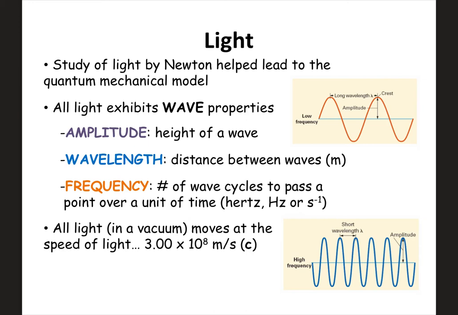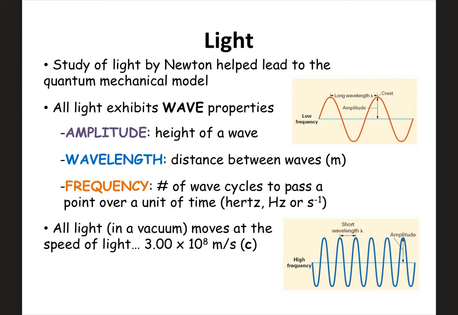Frequency is basically the repeating over time. It's the number of wave cycles to pass over a point, so it's how often something repeats itself. We're using the unit hertz, so we have a new unit here. Hertz is the same thing as seconds to the -1, or 1 over a second. So if we're doing frequency in these problems, it needs to be in hertz.